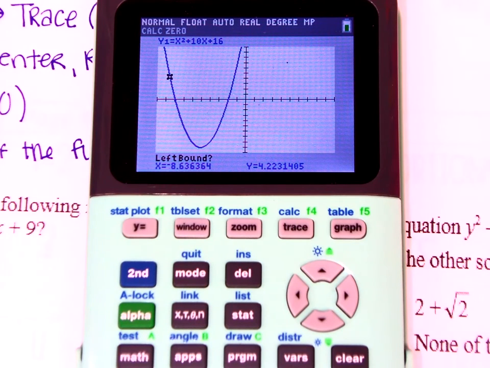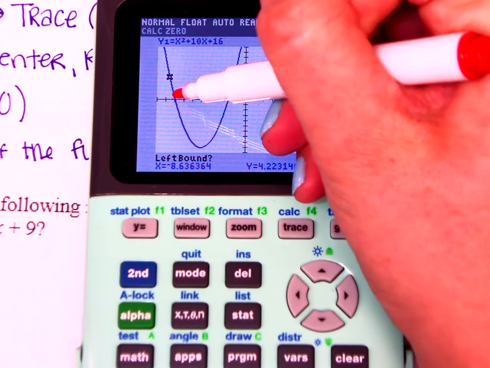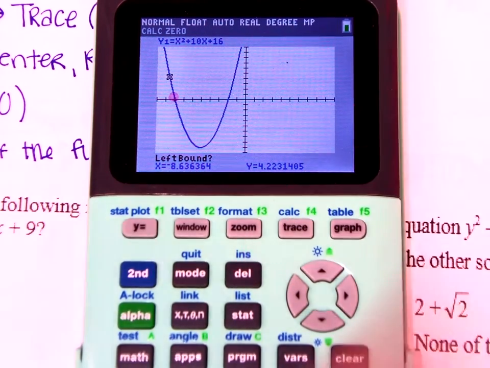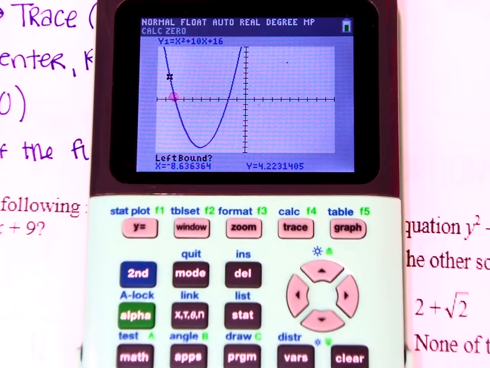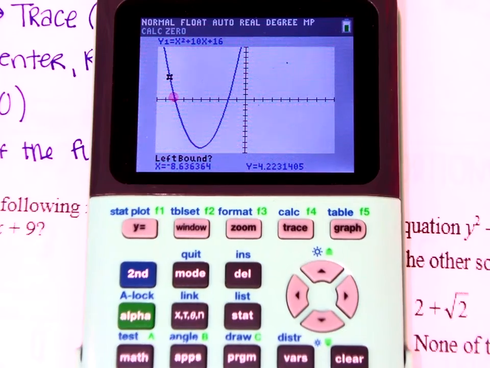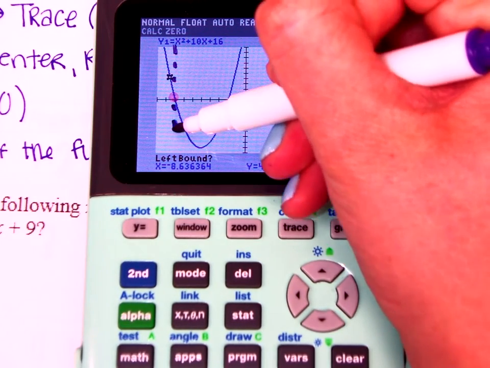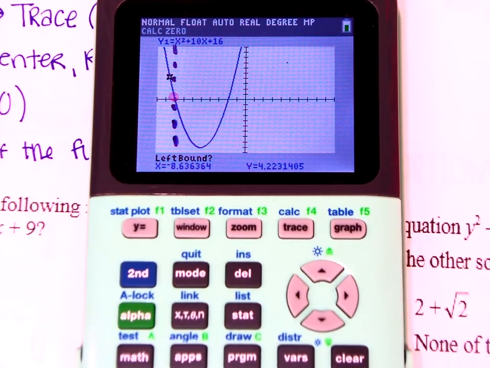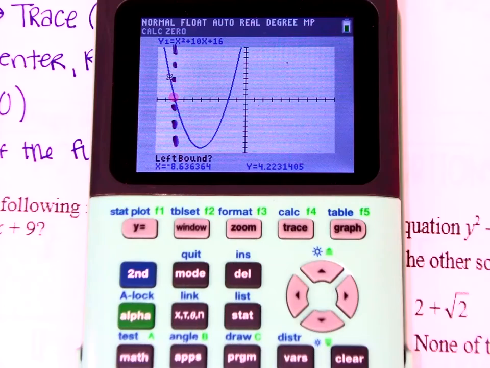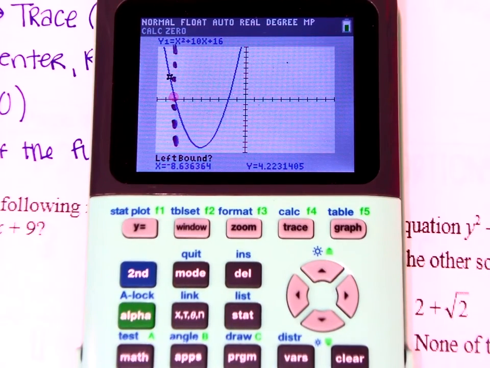So what we're going to do is envision the 0 that we're calculating. So we are calculating this 0 location. So what we're basically doing is we're trying to go to the left of it. So you need to kind of envision this vertical line going through the 0. And your cursor just needs to be to the left of the line. So it is, and I'm going to press enter.